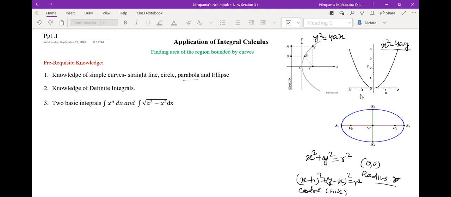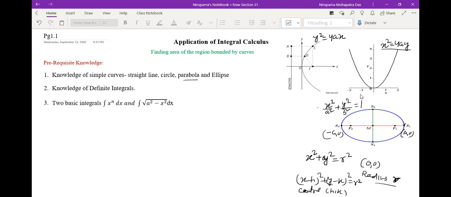And ellipse, this is another closed figure. This is a horizontal ellipse. We can say x square by a square plus y square by b square equal to 1. The ends of the major axis are a, 0 and minus a, 0, and of course every time a square is greater than b square. So these are some of the basic concepts we will be requiring in this topic.